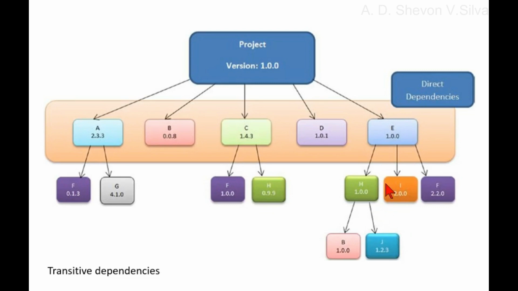This figure shows there are two versions of dependency B, 0.0.8 and B 1.0.0. In this scenario, version 0.0.8 of dependency B is included in the project because it's a direct dependency and closest in the tree.